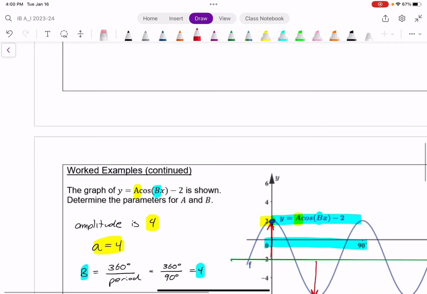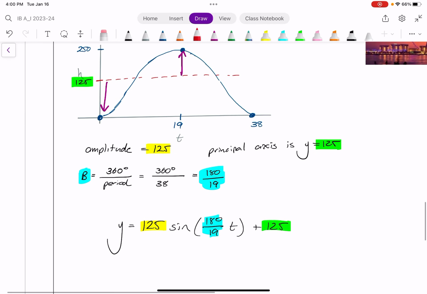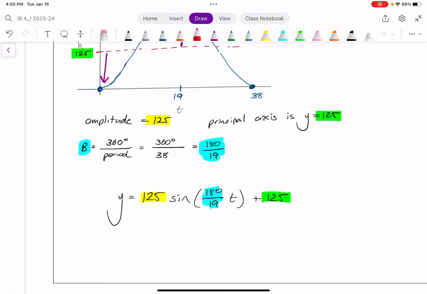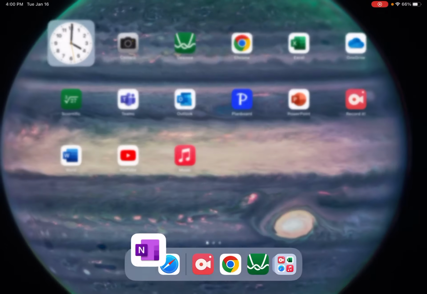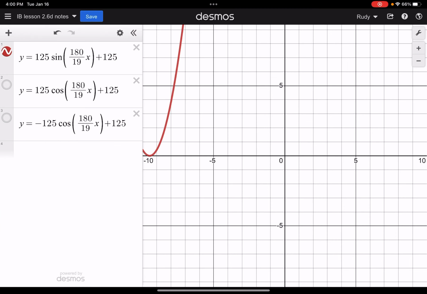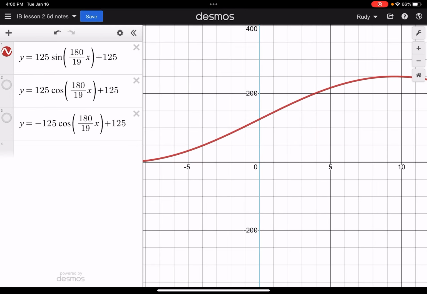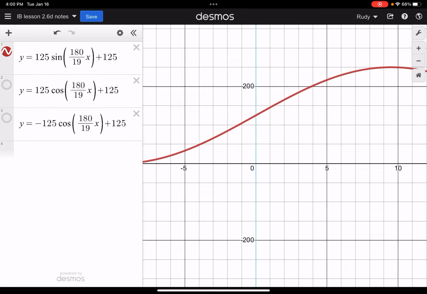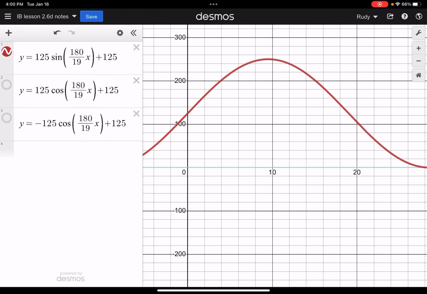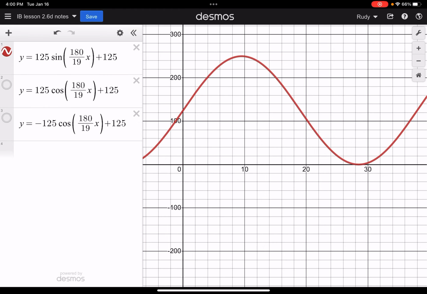So to help us understand what's happening here, let me graph this. I want to graph this function I see right here: 125 times sine 180 over 19t plus 125. And that's what I see here. Now let me adjust my scales. Right now my scales are terrible. I want my y-axis to represent the height of the Ferris wheel, which goes up to 250 meters, and the x-axis is time, which should go to 38 minutes.